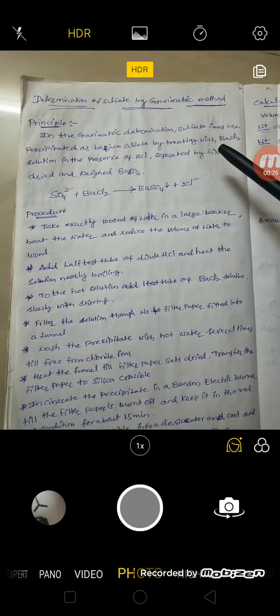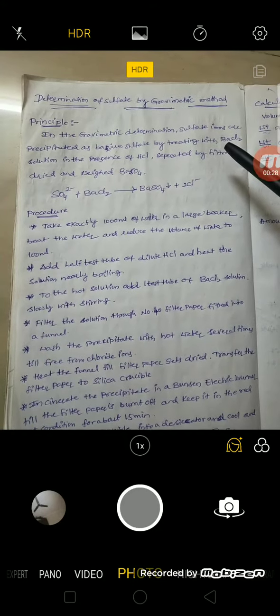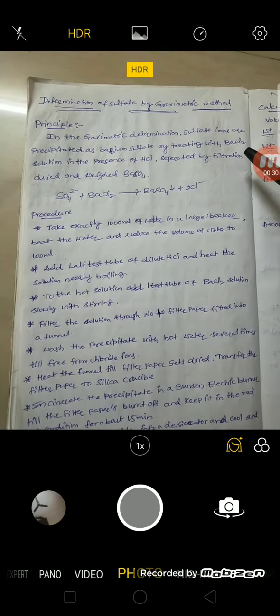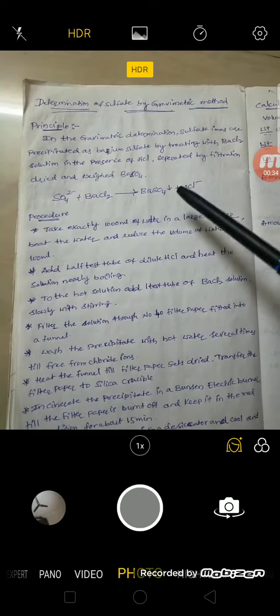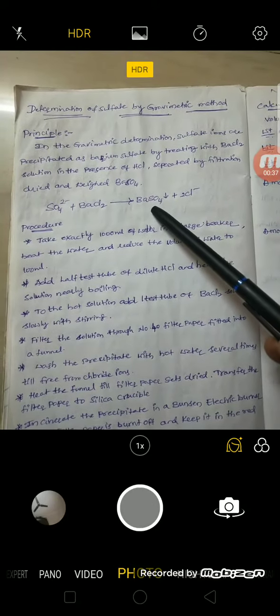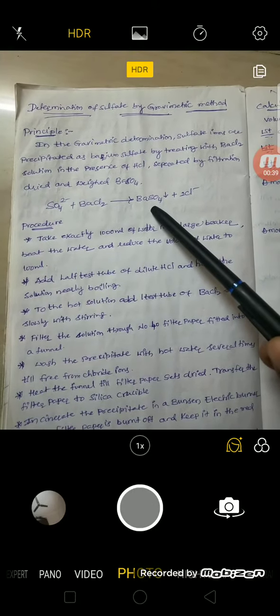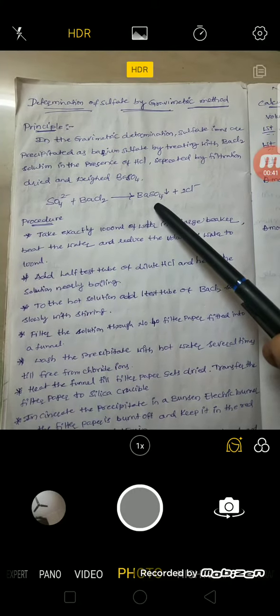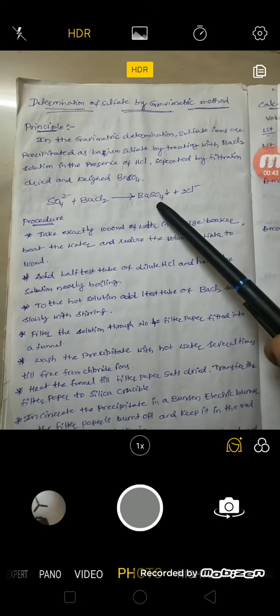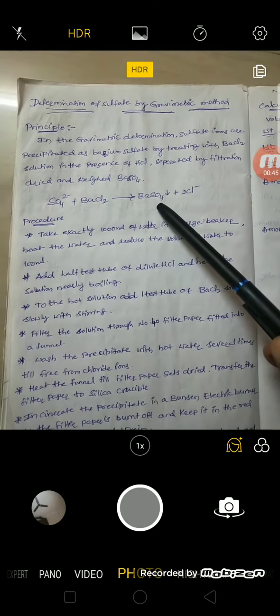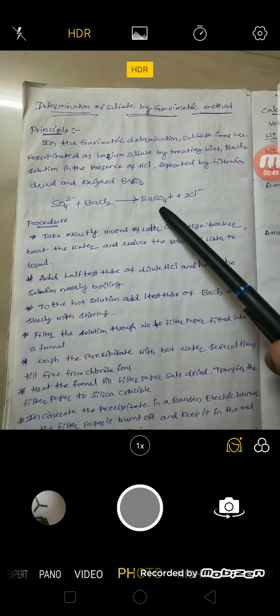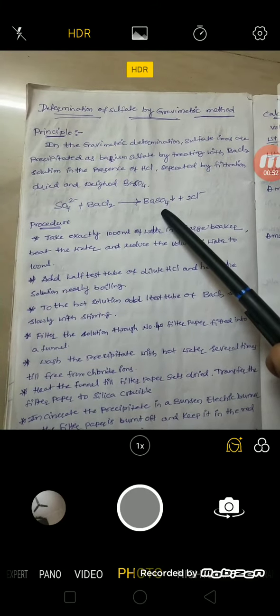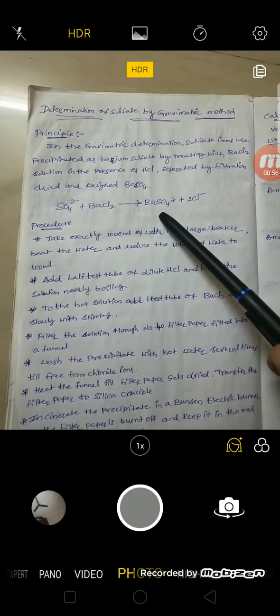When you treat the sulfate ions which are present in the water sample with barium chloride solution, all the sulfate ions get precipitated as barium sulfate. After precipitating barium sulfate, we must filter the precipitate and weigh it. Then we will obtain the amount of the sulfate.